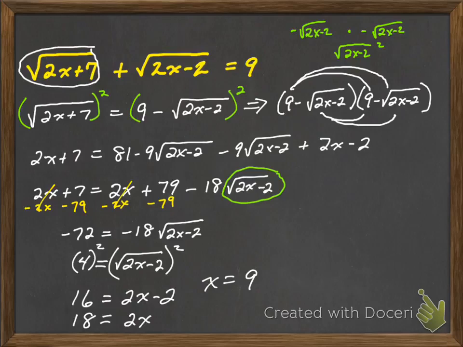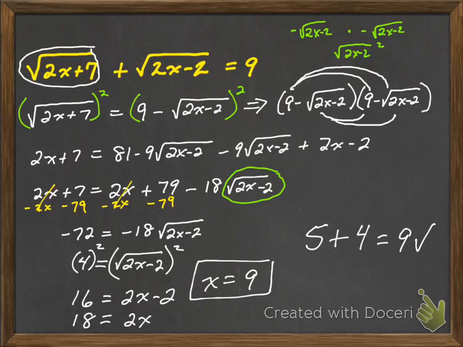All right, so plugging the 9 in right here will give us 2 times 9, which is 18. 18 plus 7 is 25. This gives us the square root of 25, which is 5. All right, so plugging the 9 in right here, you get 2 times 9 is 18. 18 minus 2 is 16. Square root of that is 4. And the right side of the equation is 9, and 5 plus 4 does equal 9. Therefore, yes, 9 is a valid solution.